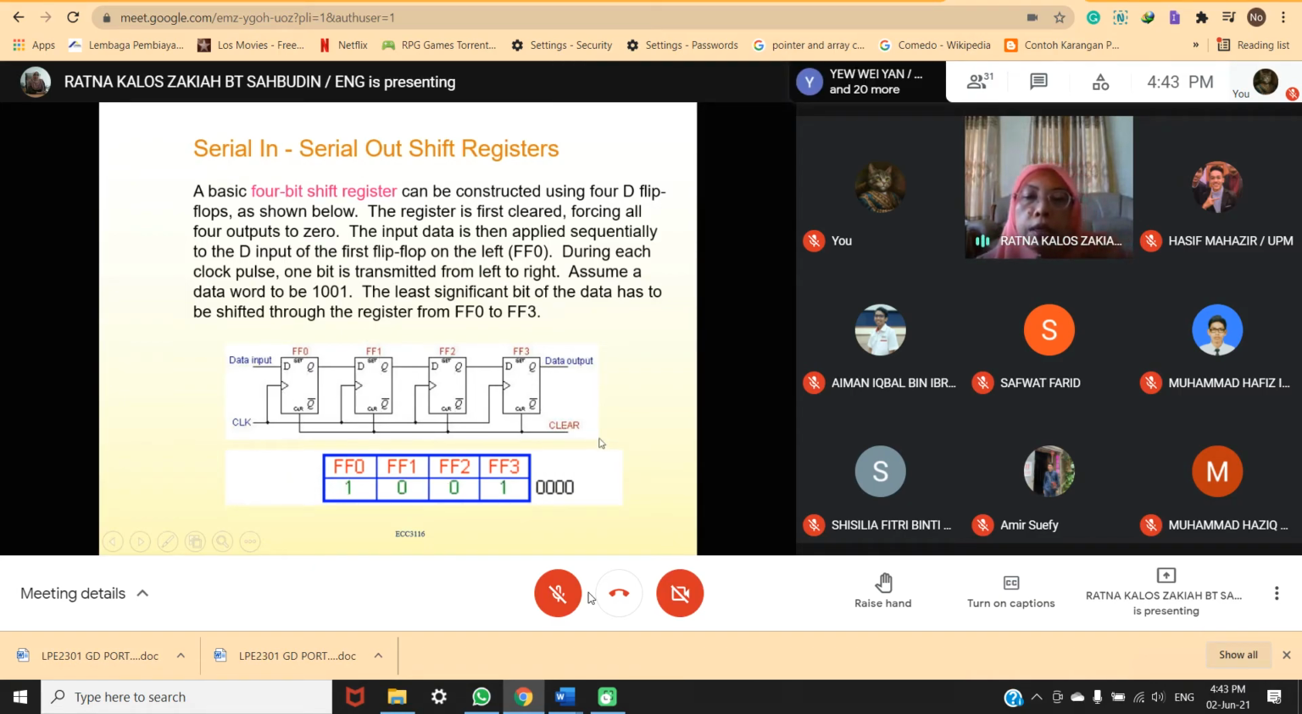Okay, now you look at this. First it will be cleared, 0 here. And then 1001 goes inside the flip-flop. Can you see the movement? Then only it's stored in the flip-flop, and then it goes out.